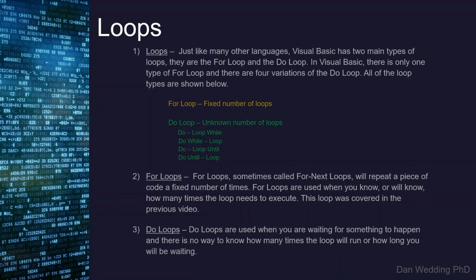For loops, sometimes called for next loops, will repeat a piece of code a fixed number of times. For loops are used when you know, or will know, how many times a loop needs to execute. This loop was covered in the previous video. Do loops are used when you're waiting for something to happen and there is no way to know how many times the loop will run or how long you will be waiting.